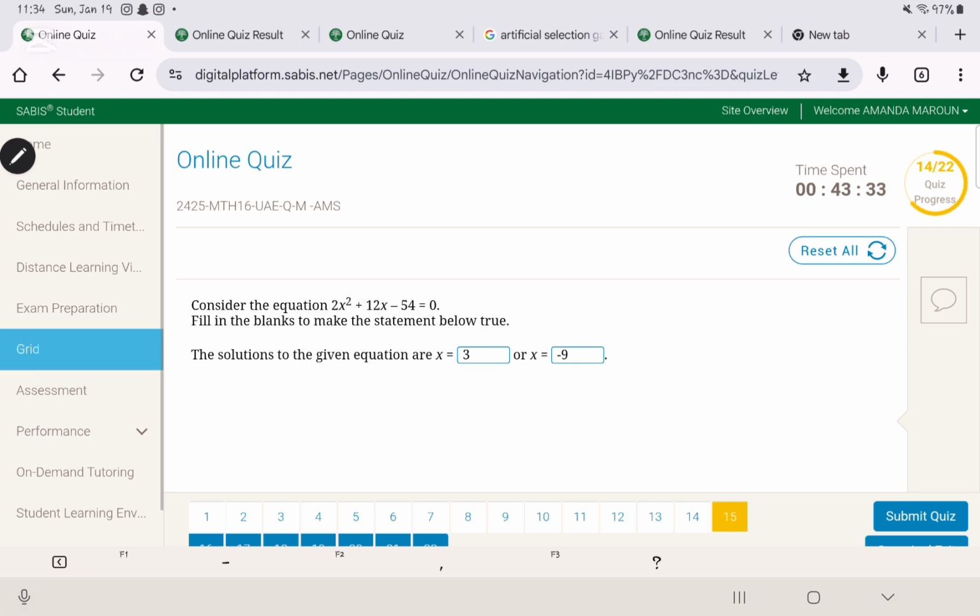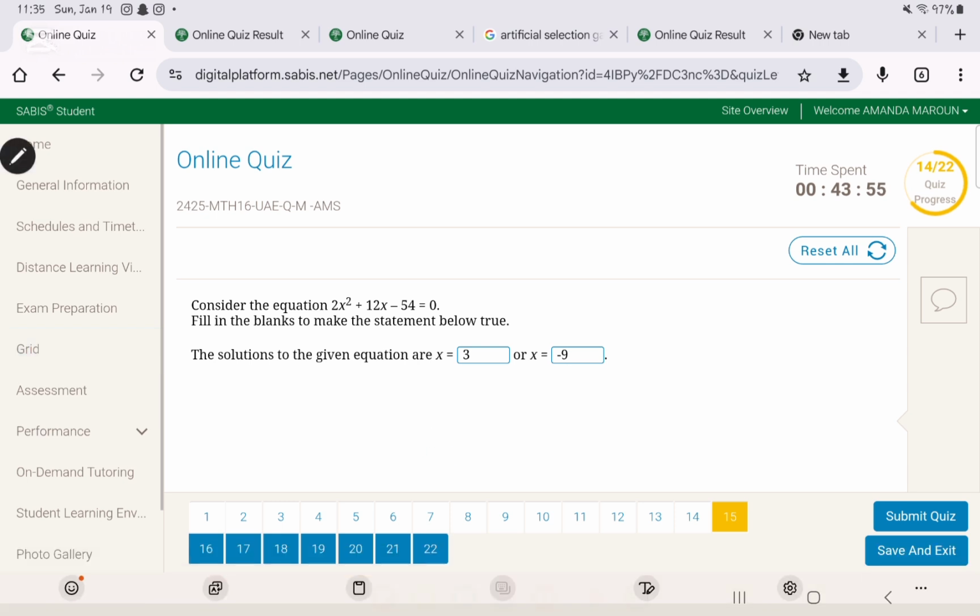Now, if you want to double check your answers, you're going to put mode setup 5, 3. Okay? So mode setup, then 5, then 3. For A, you are going to put 2. For B, you are going to put 12. And for C, you're going to put minus 54. You're going to get roots x1 is equal to 3 and x2 is equal to minus 9. If you want to go back, you press on mode setup 1. I forgot to mention that before.